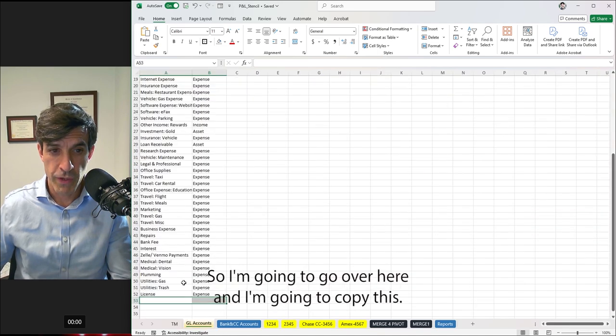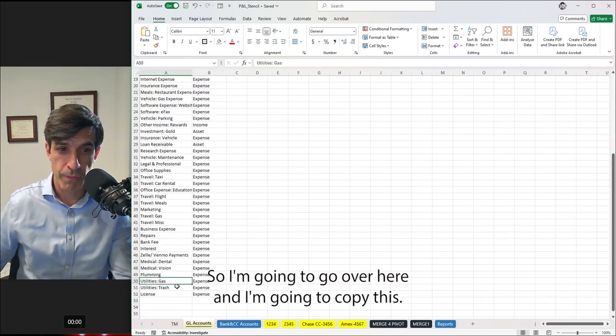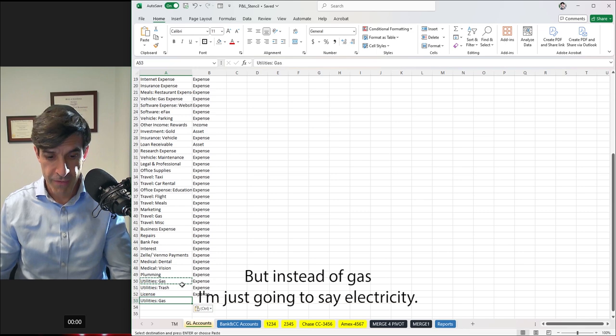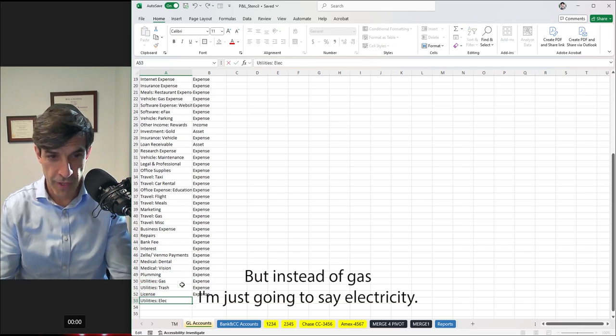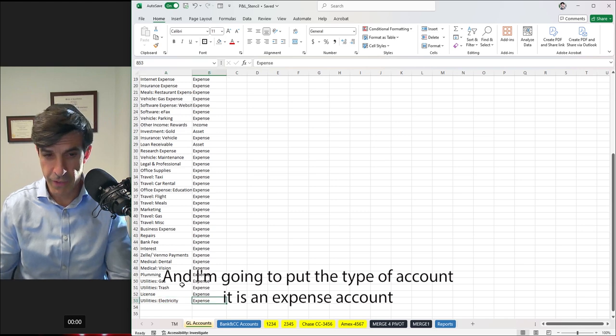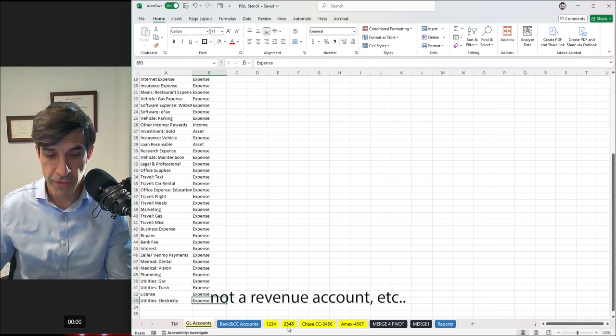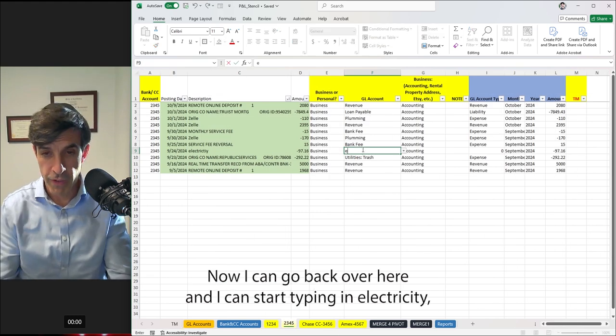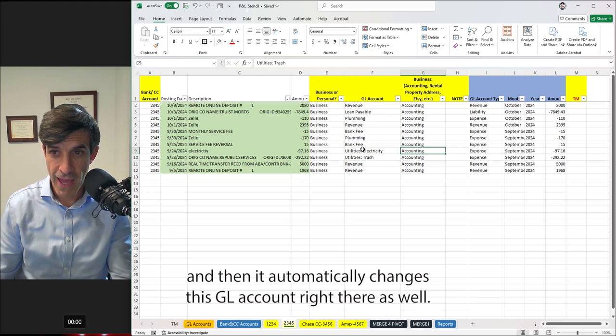So I'm going to go over here and I'm going to copy this, but instead of gas, I'm just going to say electricity. And I'm going to put the type of account it is, an expense account, not a revenue account, etc. Now I can go back over here and I can start typing in electricity, and then it automatically changes this GL account right there as well.